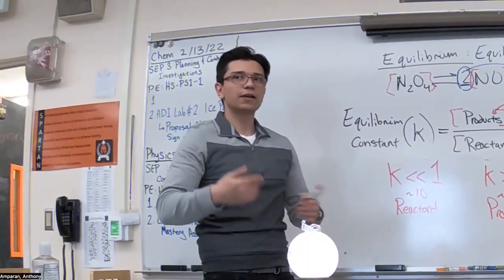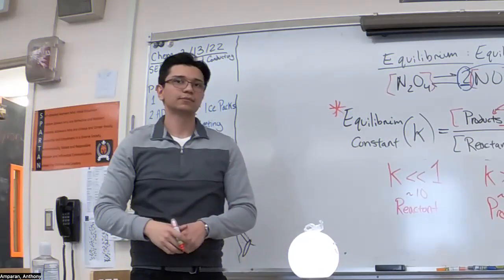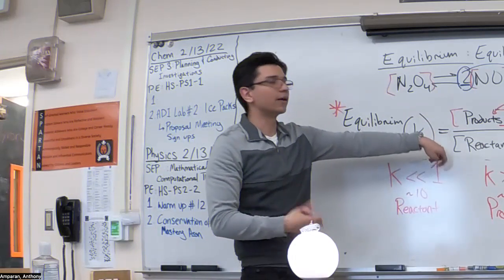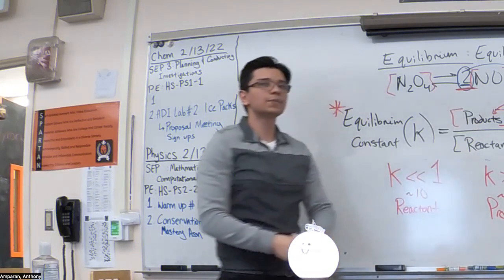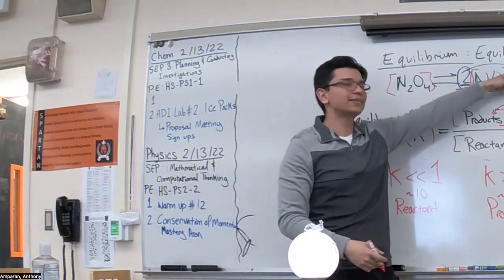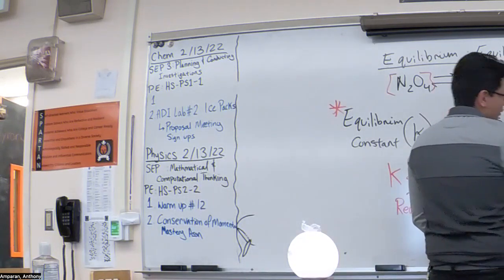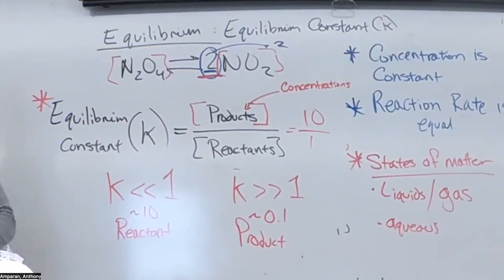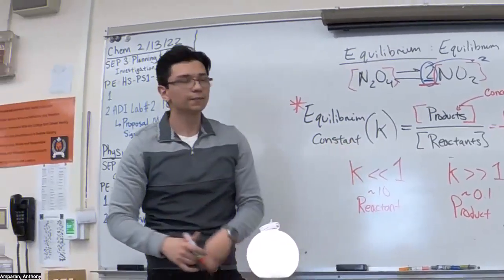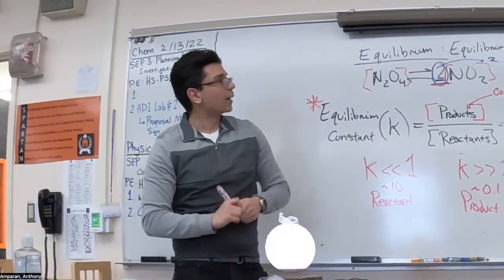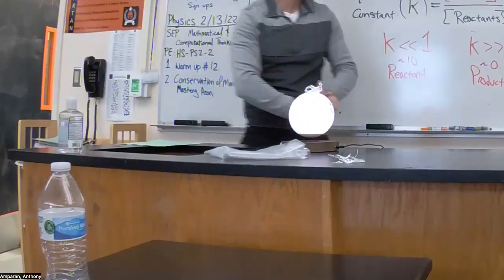From this kind of introduction, the big idea is this equilibrium formula: just knowing it's going to be concentration of products over reactants, and then knowing that those coefficients are going to act like exponents. You should know the state of matter rule: if you see a solid in your reaction, you just ignore it. You do not include it here. Those are going to be your big takeaways from this little short review video. Okay.